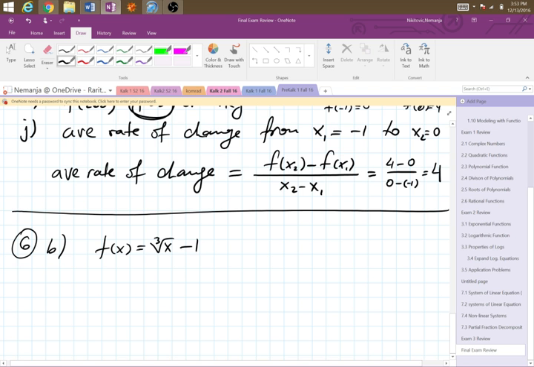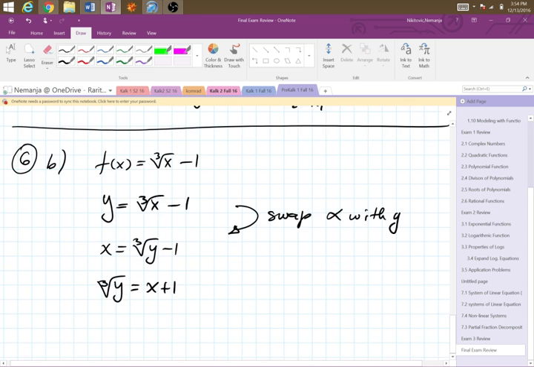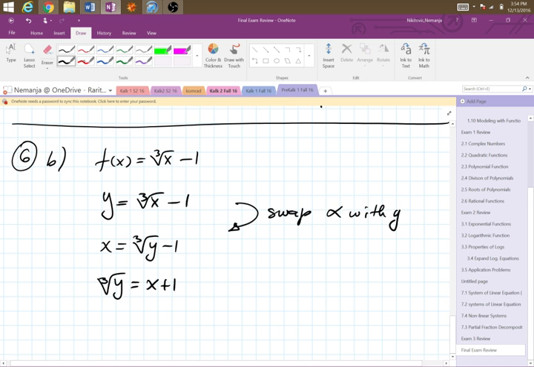So the function is a cube root, so we write it as y equals cube root of x minus 1. Then we swap x with y. That's the part to find the inverse. x is equal to cube root of y minus 1. So cube root of y is equal to x plus 1. And then you cube both sides, and you get y is equal to (x plus 1) cubed. Do not expand this because you can graph it in this form.